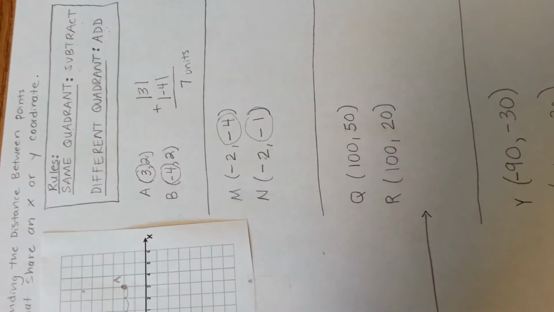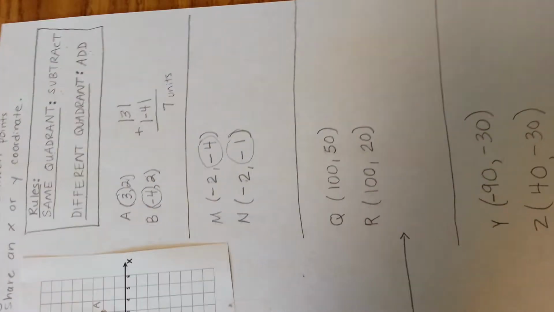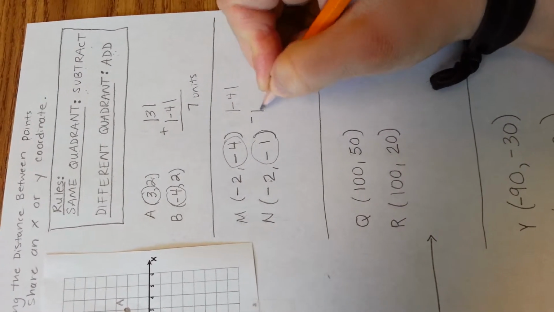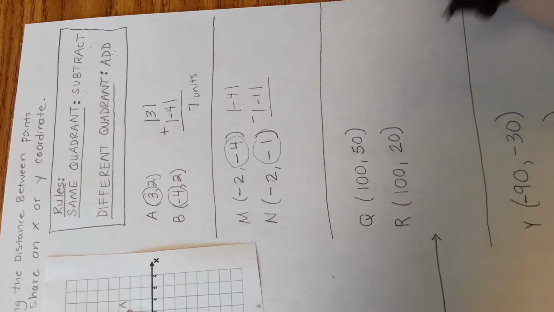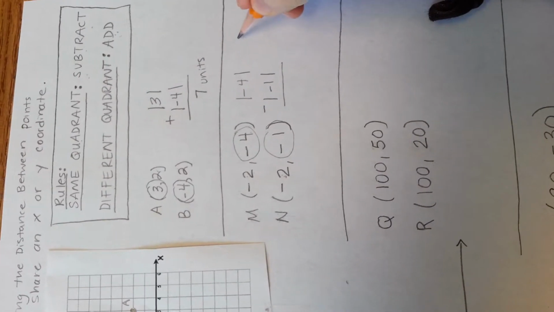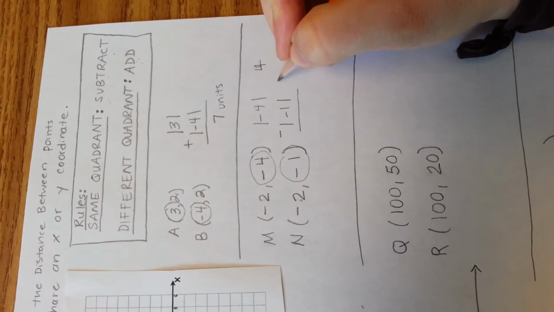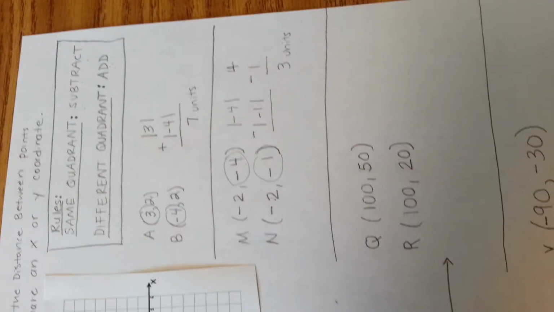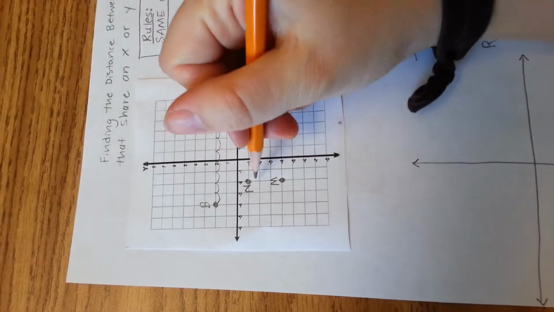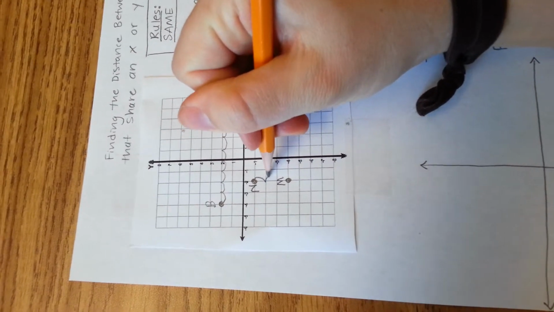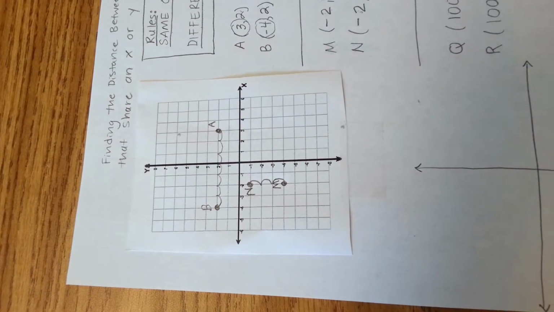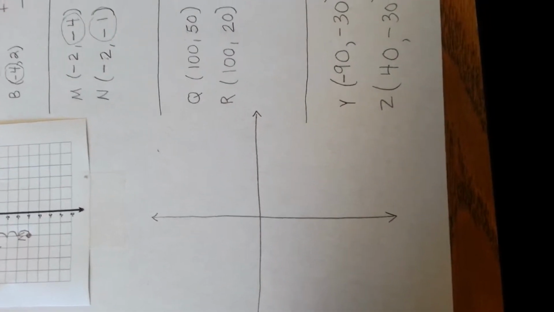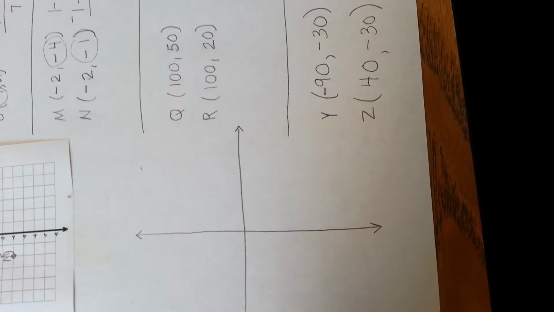Okay, once again, distance is always an absolute value. So the absolute value of -4 minus the absolute value of -1. Same thing as 4 minus 1, which gives me 3. So 3 units should be my distance. Let's check it and make sure. Bunny hop 1, bunny hop 2, bunny hop 3. That's correct.